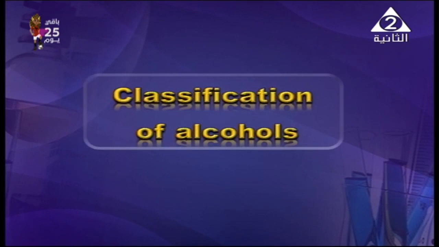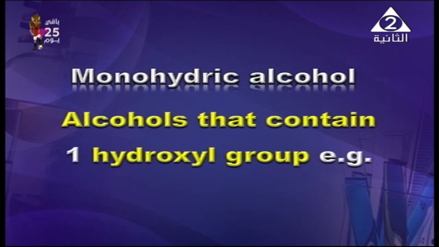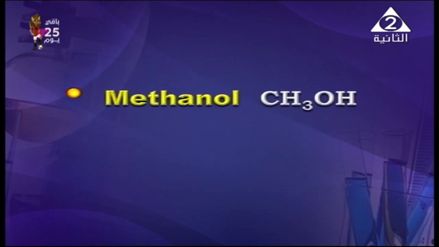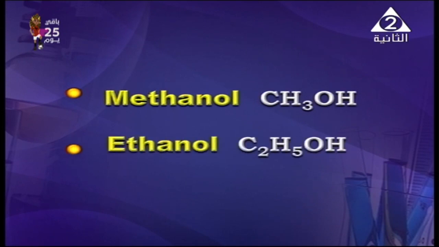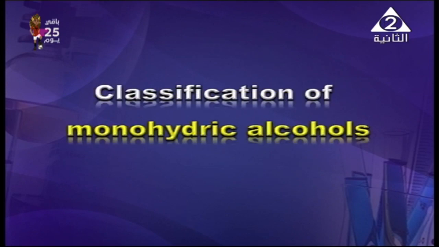Now we are going to discuss the classification of alcohols. Monohydric alcohols are alcohols that contain one hydroxyl group. For example, methanol, CH3OH, and ethanol, C2H5OH. And we are going to discuss the classification of monohydric alcohols.